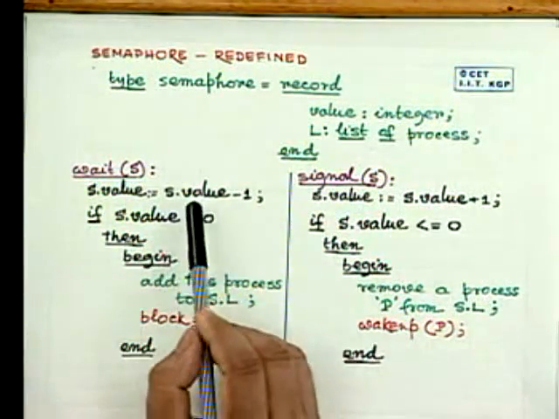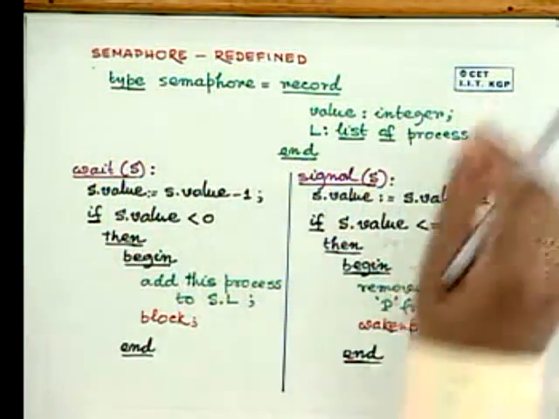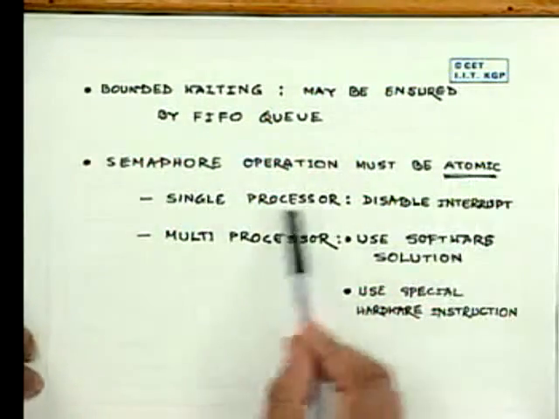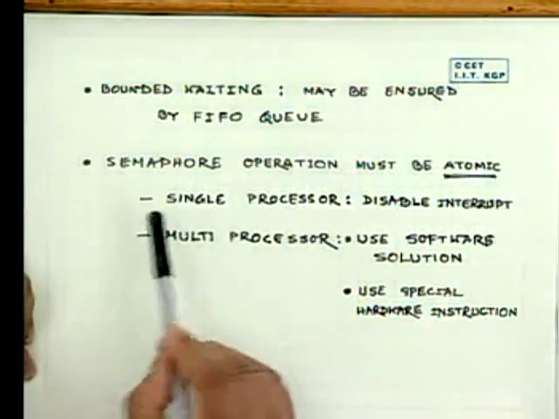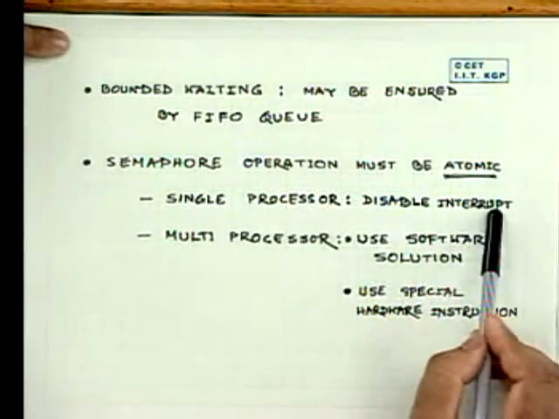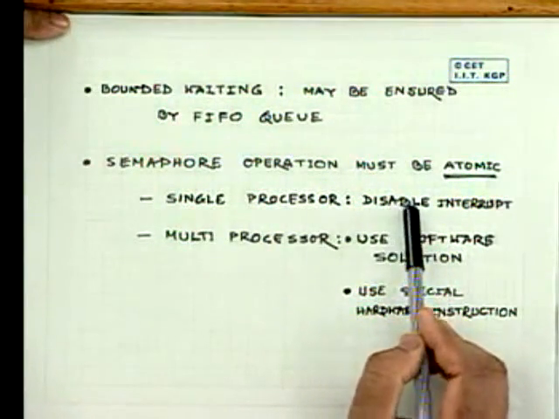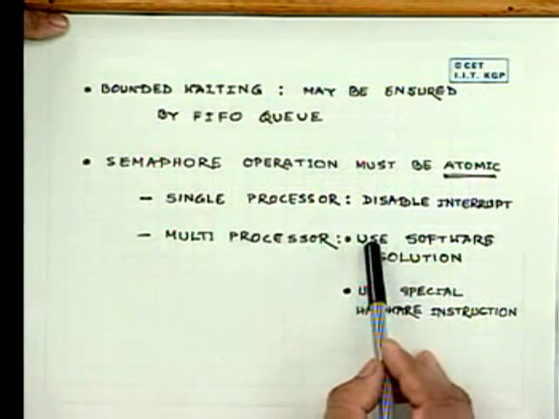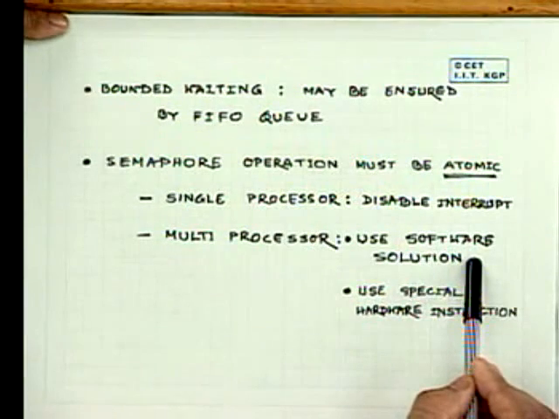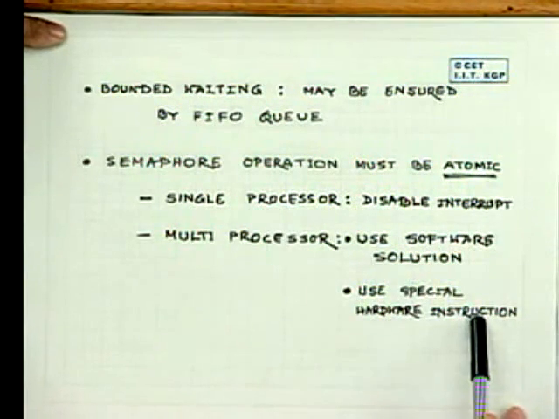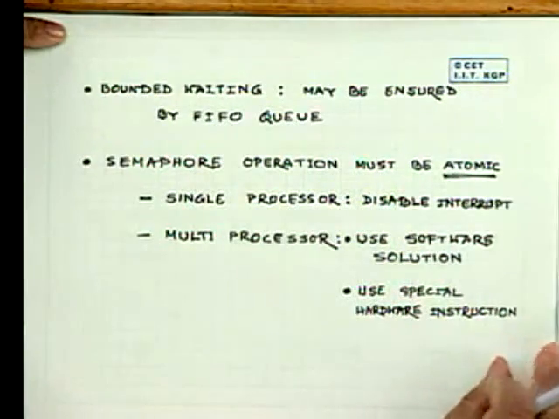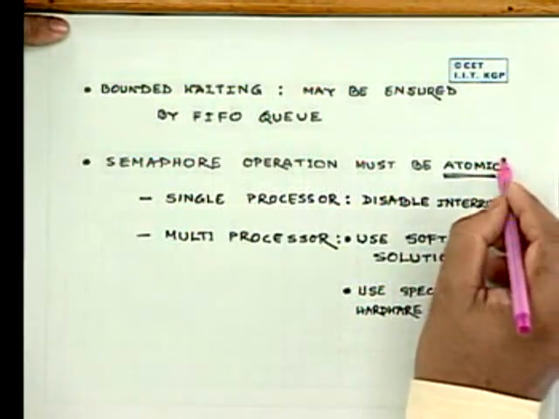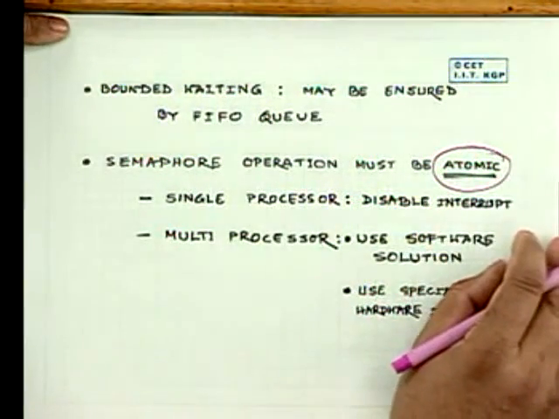Now the important thing is that both wait(S) and signal(S) have to be implemented as atomic operations. To implement them as atomic operations, in the case of a single processor system, we can disable all interrupts while wait(S) and signal(S) are being executed. And in the case of a multiprocessor system, either you can use a software solution we discussed earlier, or you can use a special hardware instruction to implement them as atomic operations.